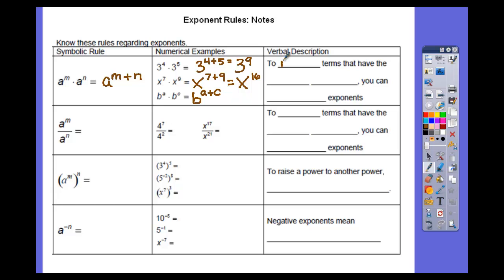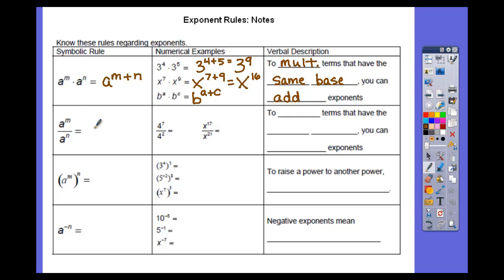So to multiply terms that have the same base, you can add the exponents.